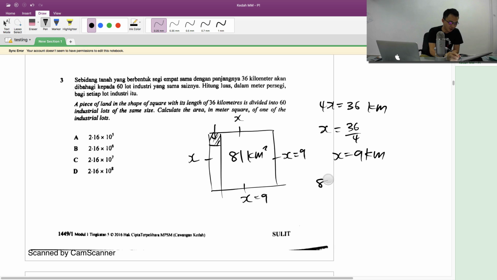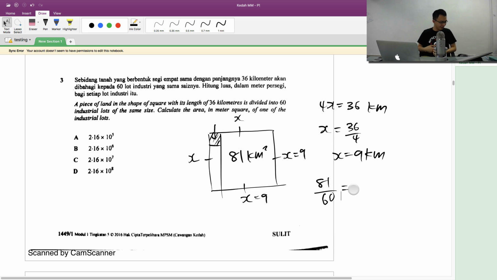So what I will do is use 81 divided by 60, and then use a calculator to do this. My calculator has no battery. Oh my god. I will take another calculator. Alright, so 81 divided by 60. I guess there's no clean answer.